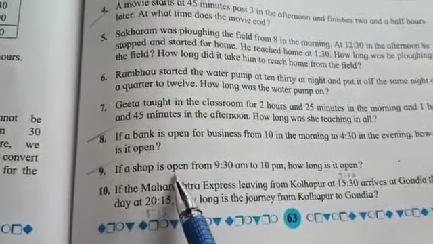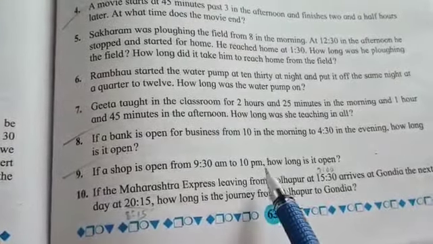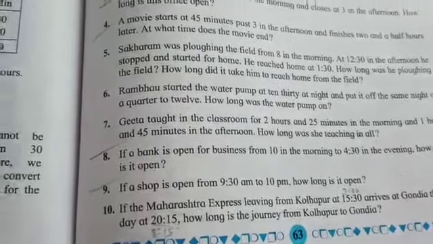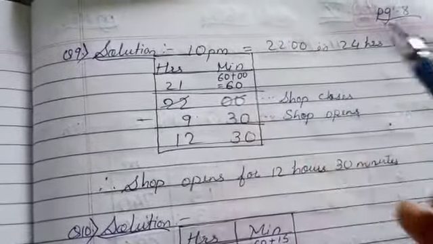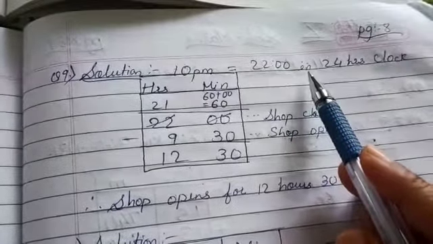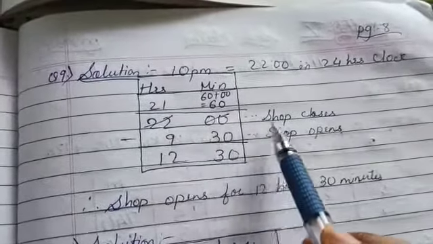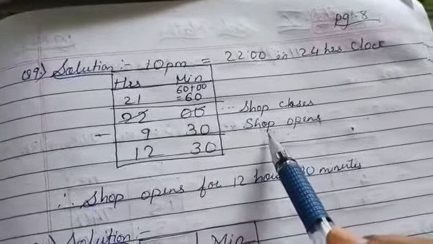Now let's see the 9th question. If a shop is open from 9:30 a.m. to 10 p.m., how long is it open? So let's see the clock time, shop time. 10 p.m. that means 22 in 24 hours and minutes. So 22 hours shop closes and at 9:30 shop opens.